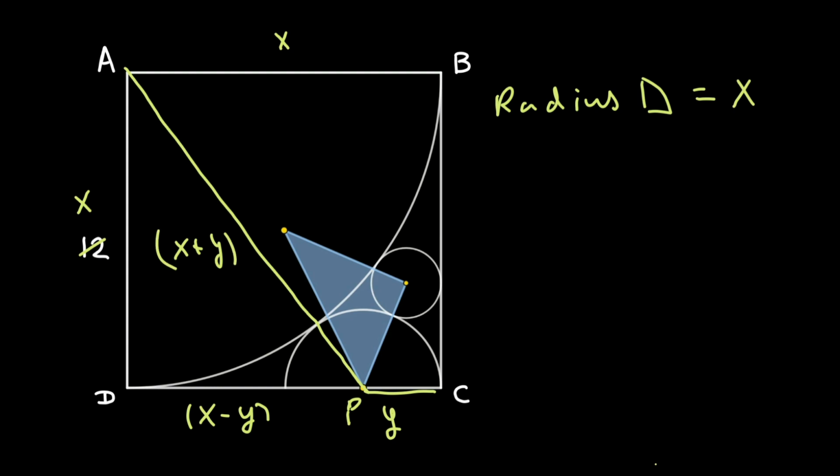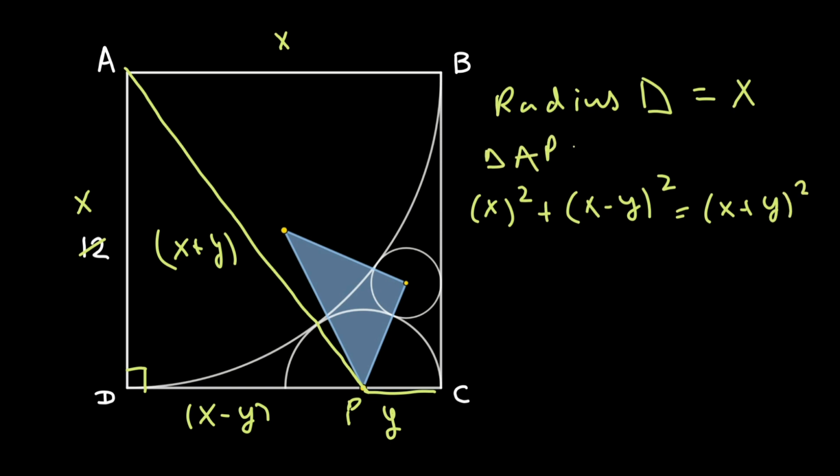Okay. Now here we have a right angle triangle because the point D is the corner of this square. So now in this right angle triangle we will simply apply the Pythagoras theorem. Therefore height square, that is x square, plus the base square, that is (x minus y) the complete square, would be equal to the hypotenuse square, that is (x plus y) the complete square.